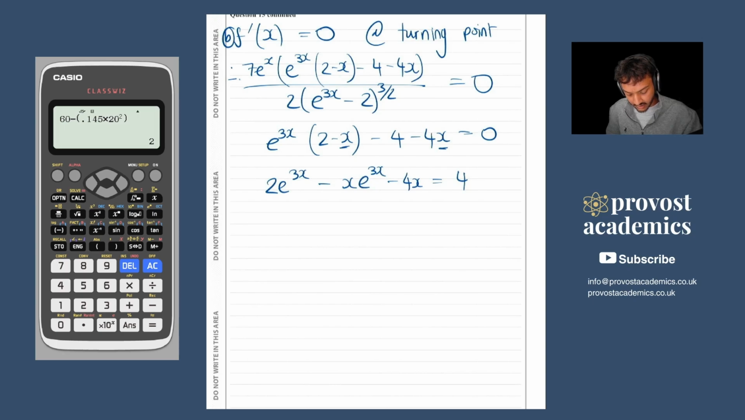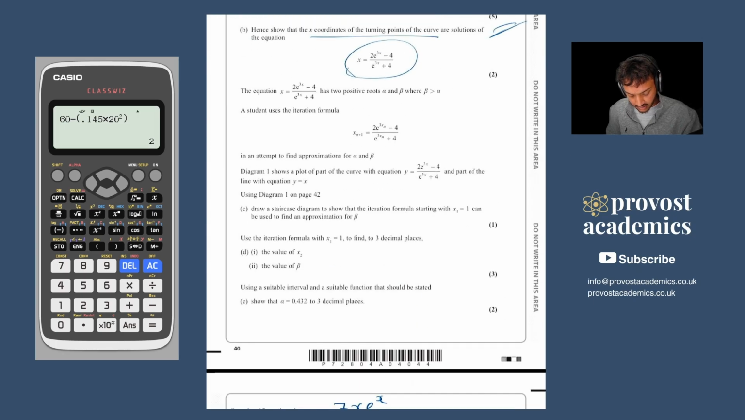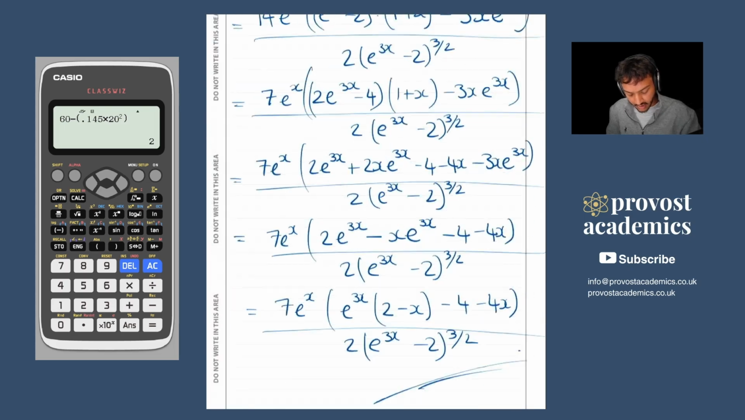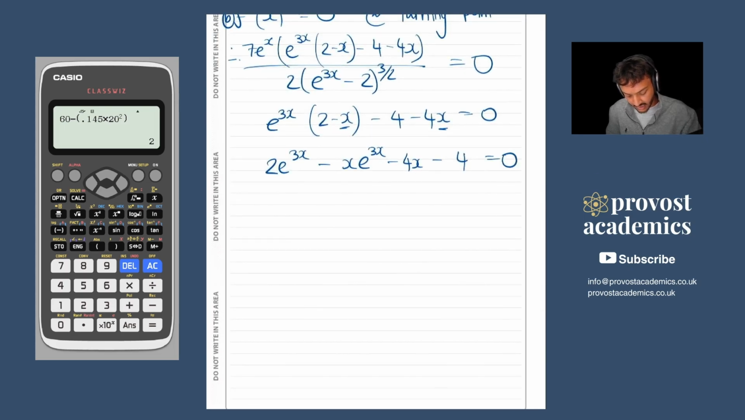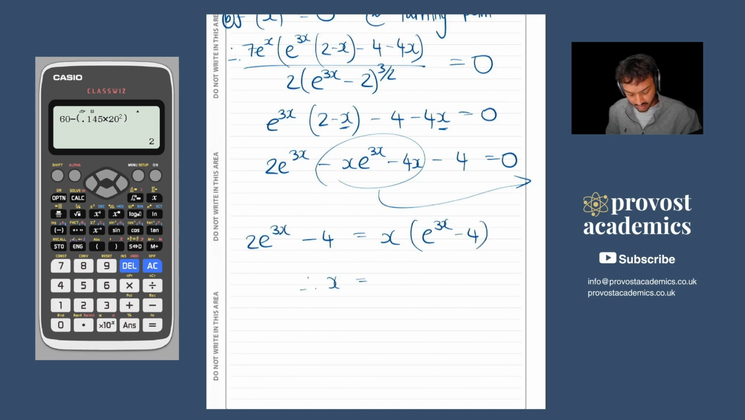And if I take 1 second, that's positive, right? So okay, I'm going to keep that as negative here, make that equal to 0, take everything to the other side. So I said 2 e to the 3x minus 4 is equal to x. I'll take a common factor out to give me e to the 3x minus 4. So therefore x has to equal 2 e to the 3x minus 4 over e to the 3x minus 4.